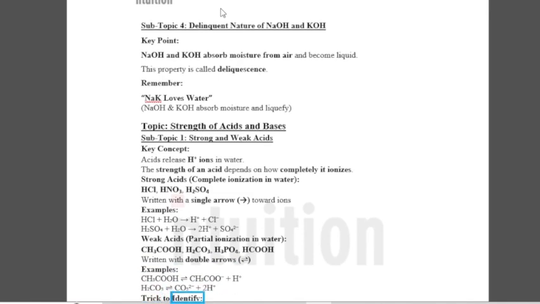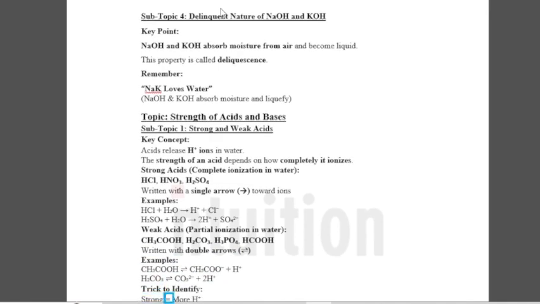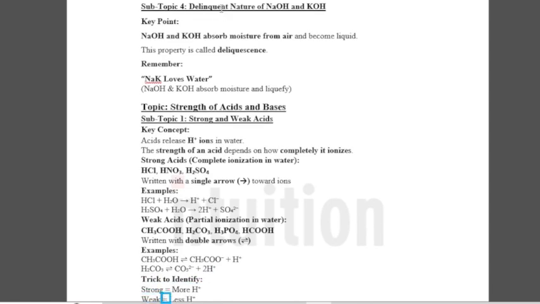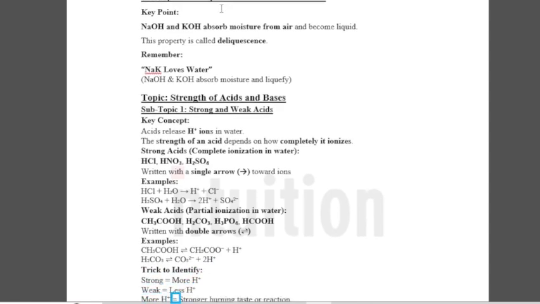Trick to identify: strong is equal to more H+, weak is equal to less H+. More H+ is equal to stronger burning taste or reaction. Remember, SHW is equal to strong, H+ full, weak, partial.